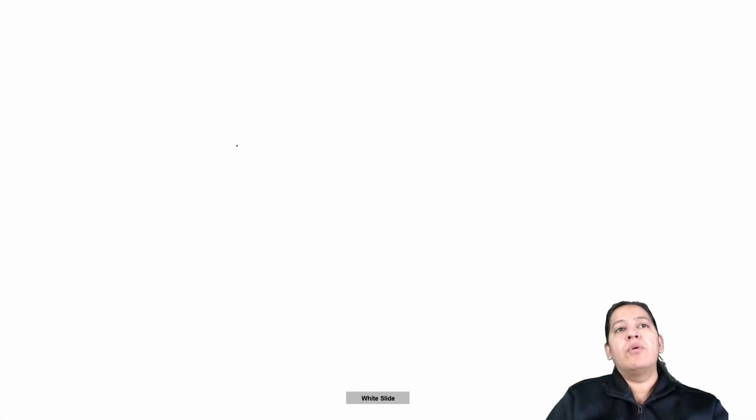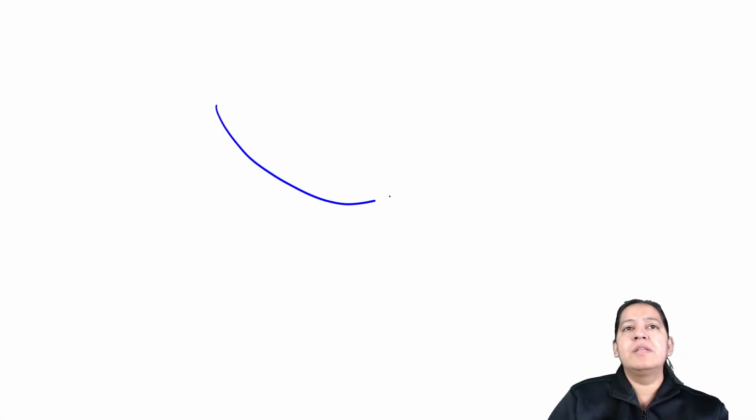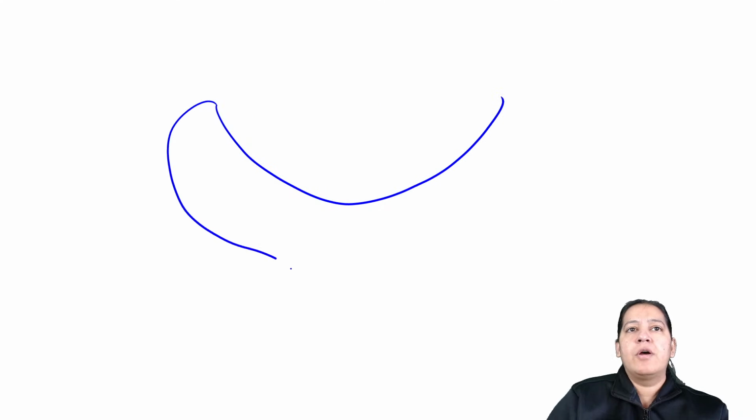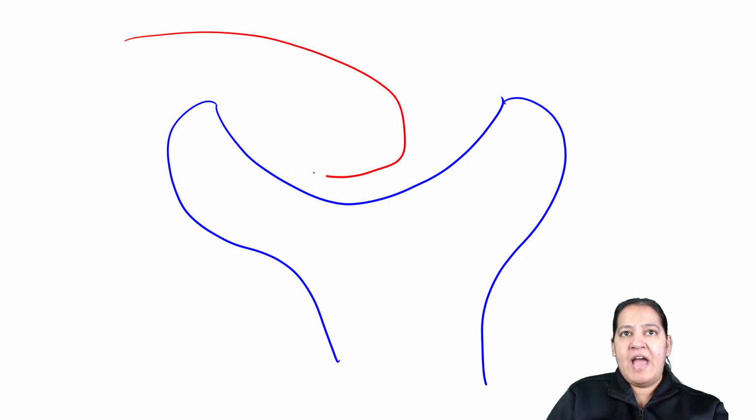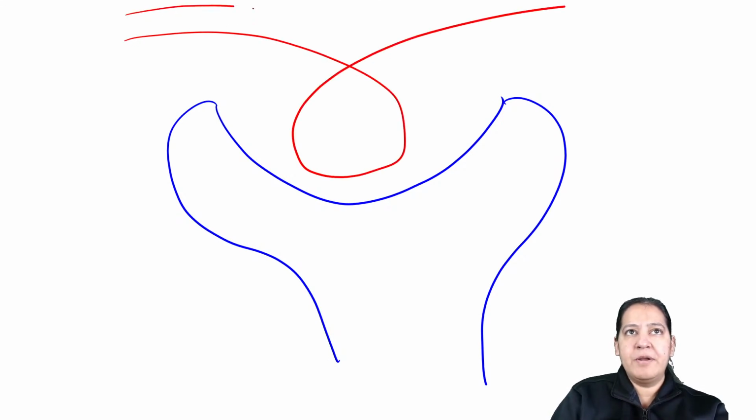Okay, let me draw a Bowman's capsule. This is a Bowman's capsule, right? And this is the blood capillary having endothelial lining. Let me draw a blood capillary to explain it completely.